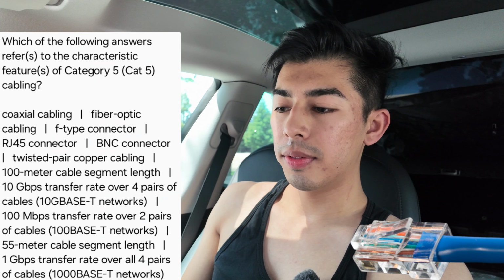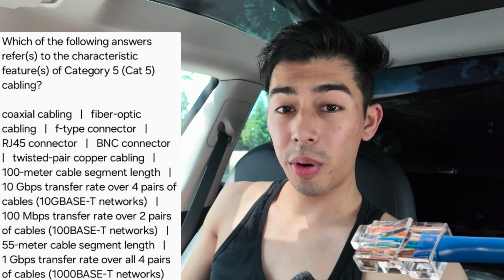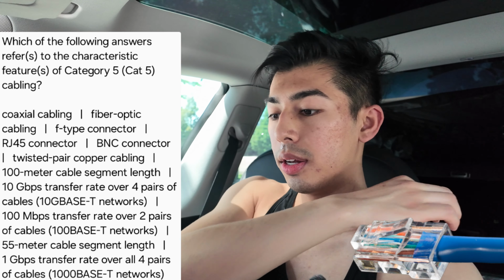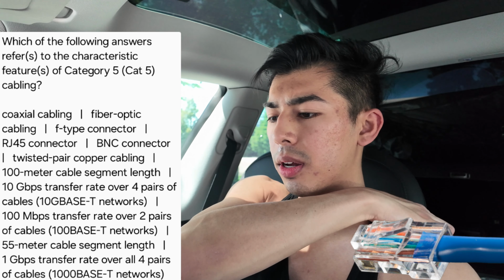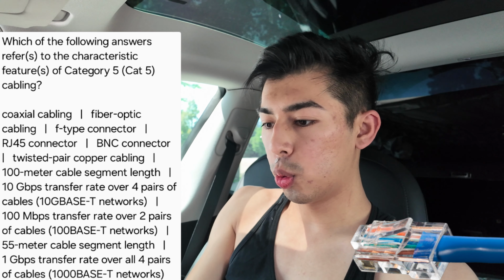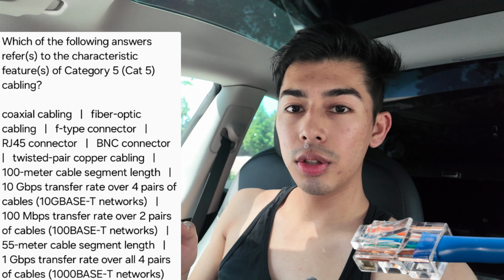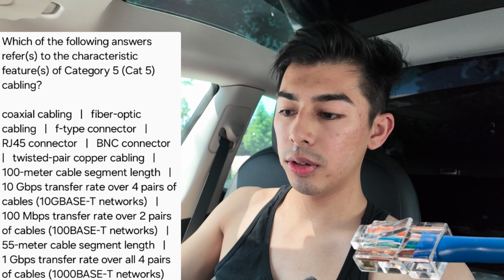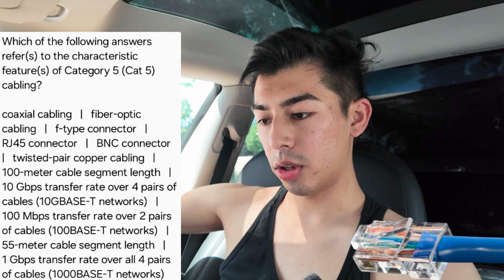Which of these gives us characteristic features of Category 5 or Cat 5 cabling? So we have coaxial cabling, fiber optic cabling, and then we have twisted pair copper cabling. I'm focusing on the cabling first. Well, we know that coaxial is for TVs or older Ethernet standards, so that's not going to be our answer.